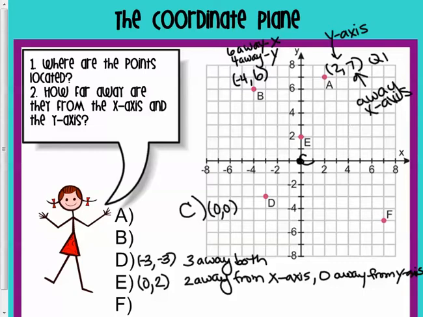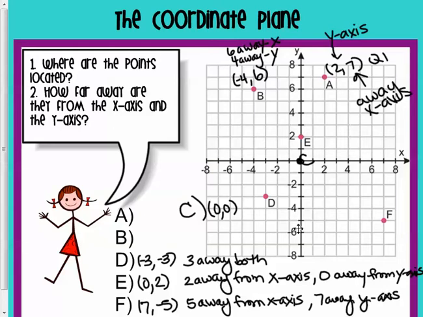F is at positive 7 on the x-axis, negative 5 on the y-axis. So he's 1, 2, 3, 4, 5 away from the x and 7 away from the y, because if I look here, do you notice that this is a common trend that's happening? 3 away from both, 3, 3. 2 away from the x-axis when the y is 2, 0 away from the y-axis when the x is 0. 5 away from the x-axis when the y is negative 5, 7 away from the y-axis when it's positive 7. It's the absolute value of the opposite.